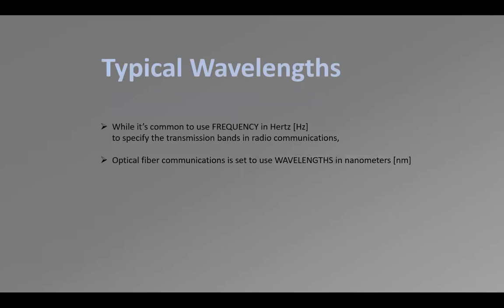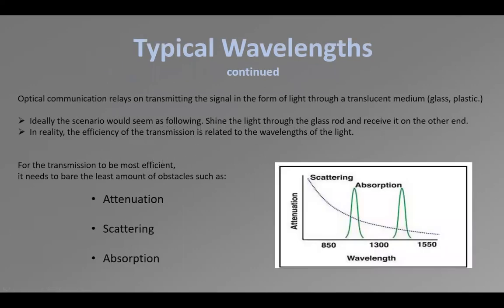Now, typical wavelengths. Remember what I talked to you about yesterday, it is common to use frequency in hertz to specify transmission bands in radio communications. Optical fiber communication is set to use wavelengths in nanometers. It's just the way things happen to be. Now, here's the typical wavelength. You know, the light is the winner, as Vince said, but not without challenges.